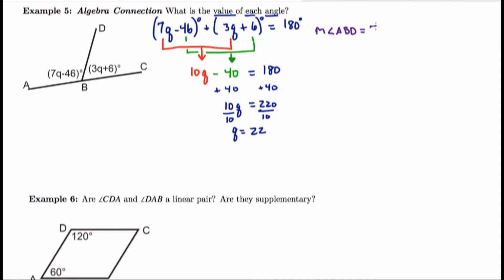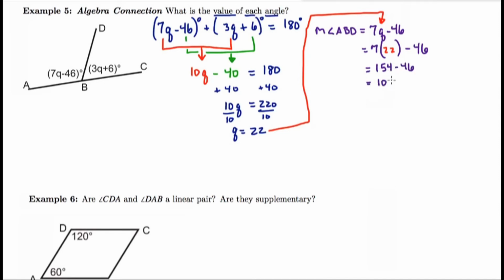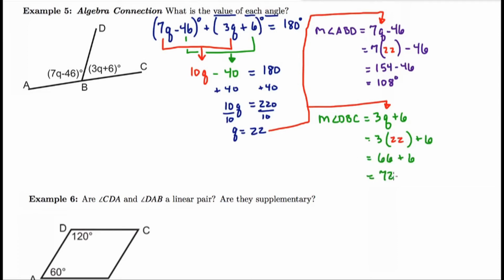Now I need to substitute that value of 22 back into the original expression so I can find the value of each angle. So the measure of angle ABD is going to be equal to 7 times 22 minus 46, which is 108 degrees, and the measure of angle DBC is going to be 3 times 22 plus 6, 66 plus 6, and I get 72. And we can check this by adding up our 108 and 72 and making sure that it is 180 degrees. And it is.